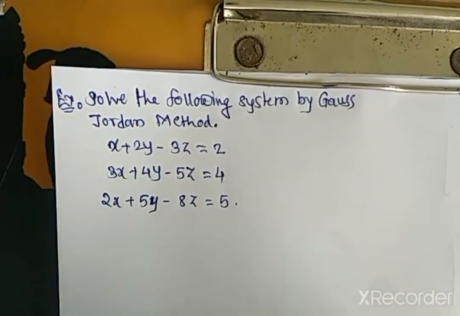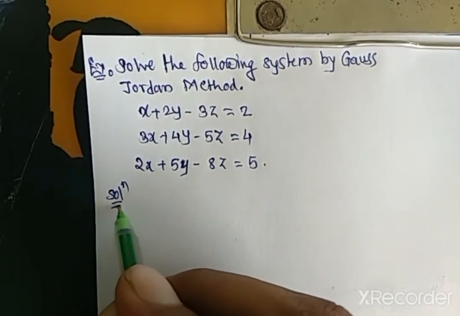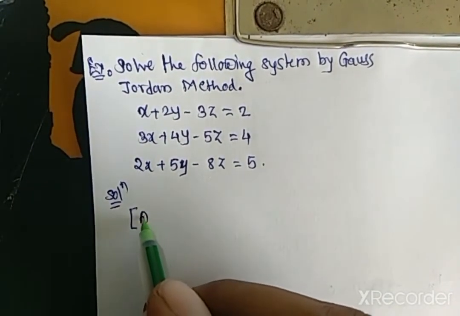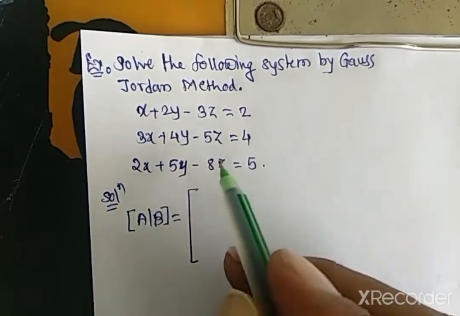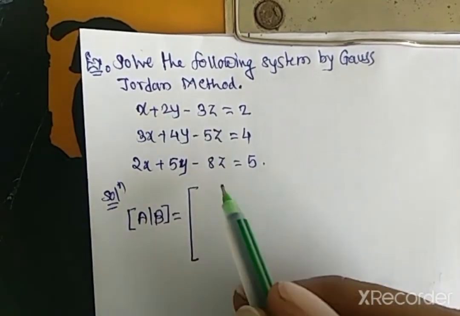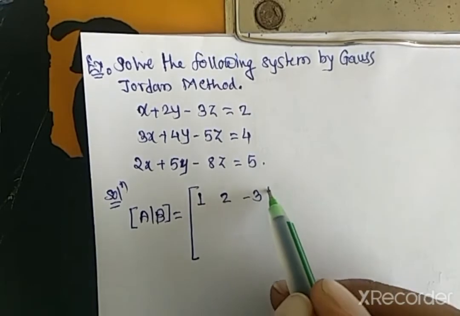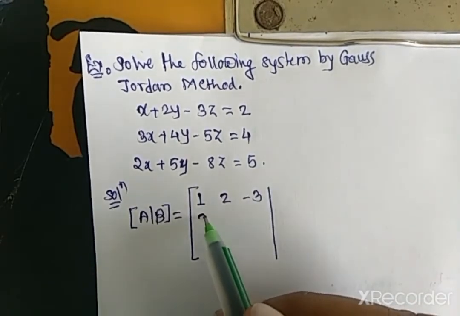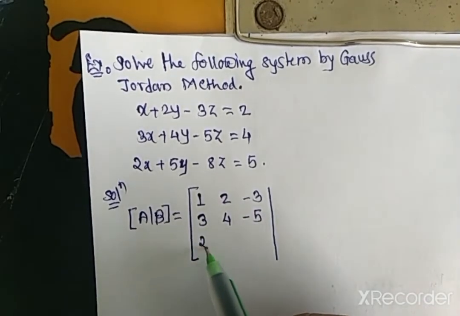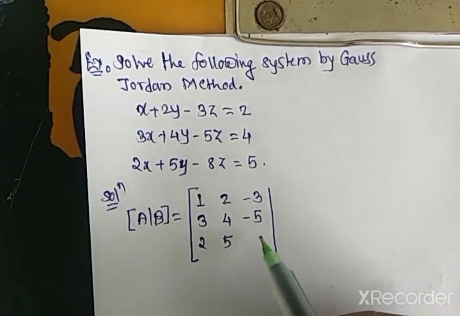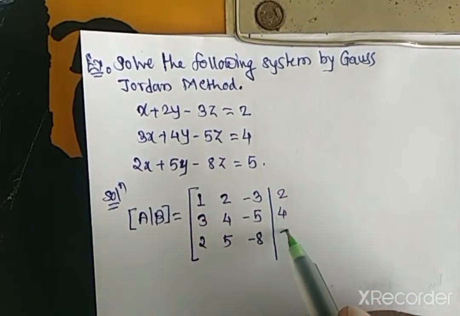Consider the next example. First we write the augmented matrix. We can also write the augmented matrix directly. From the first equation we can write the coefficients 1 2 minus 3. The second equation will give 3 4 minus 5. The third row will give 2 5 minus 8, and the constant matrix 2 4 5.